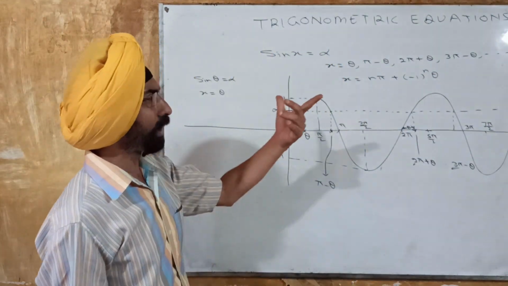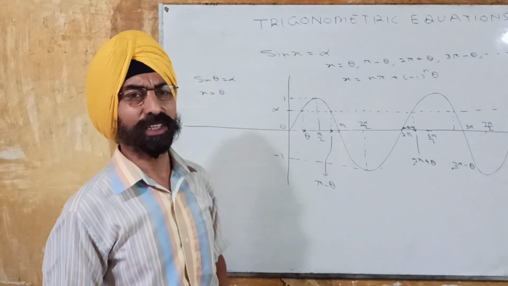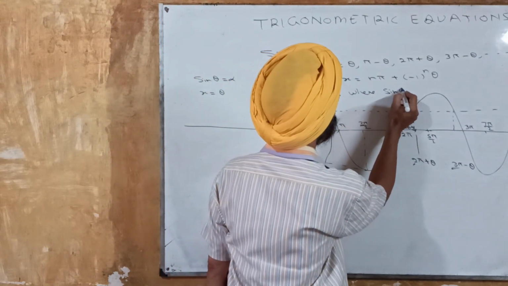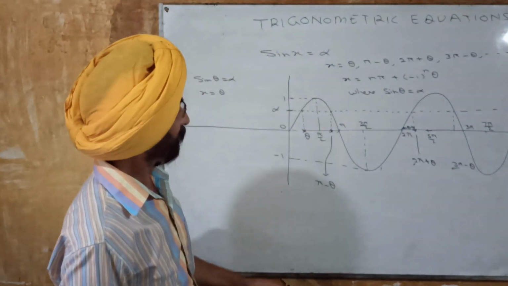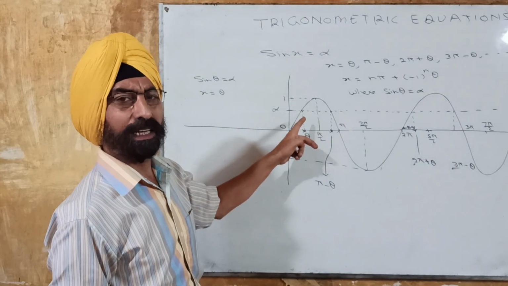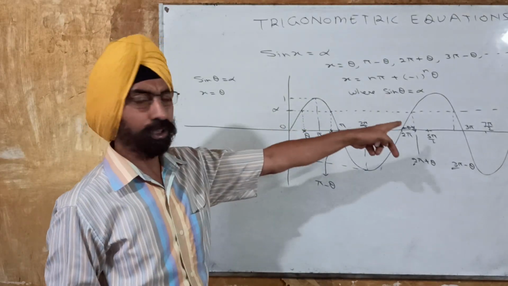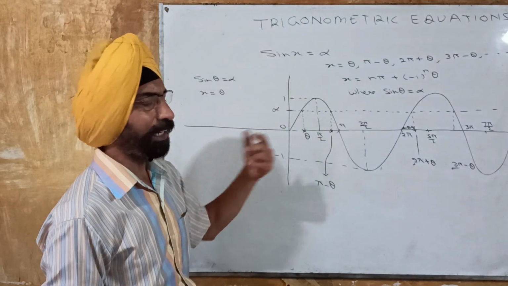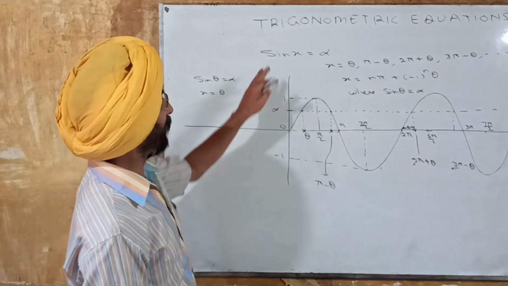So the general value of x is n pi plus minus 1 raised to the power n theta, where sin theta is equal to alpha, and theta is the value which is obtained the first time when this line y is equal to alpha crosses the curve y is equal to sin x. So this is the way to obtain the solution of a trigonometric equation when sin x is equal to alpha is given.